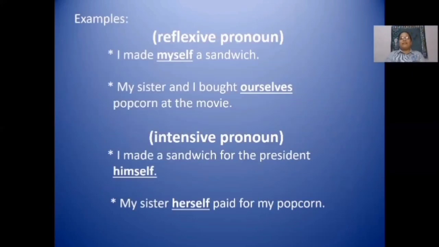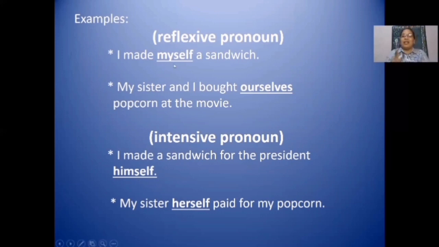Now, let us have examples for this reflexive and intensive pronoun. For reflexive pronoun, we have, I made myself a sandwich. So the underlined word here ending in self is myself. Why is it a reflexive pronoun? If you look at the word before the word myself, what part of speech is it? Made. We have made. Made is a verb. I made myself a sandwich.